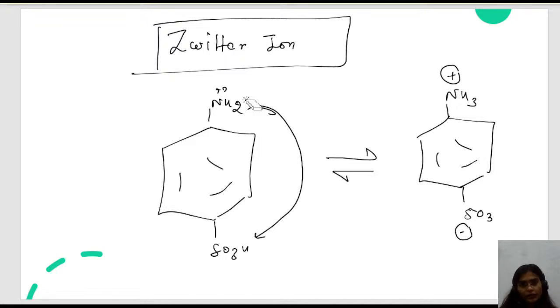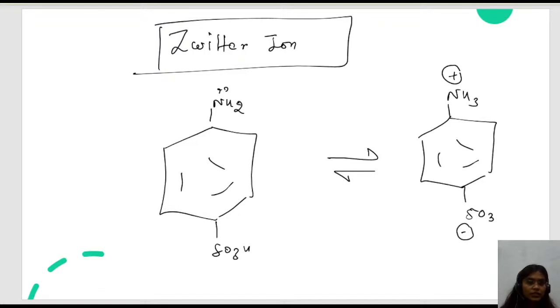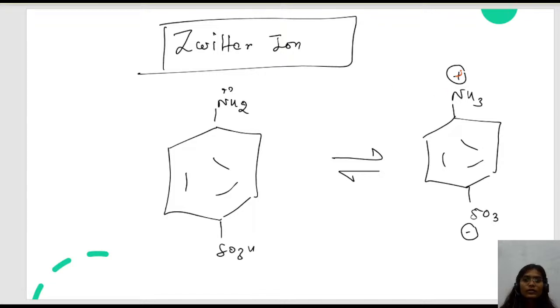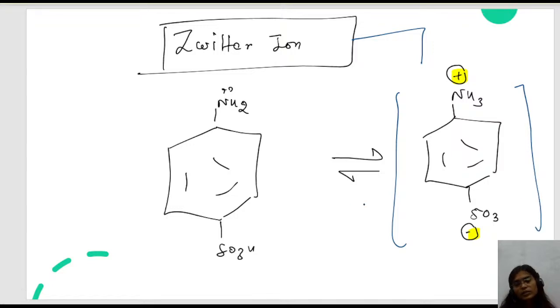So what is the meaning of this word zwitterion? In short, neutral: a species in which the total charge is zero, but still there is some charge. If you're observing, equal positive and equal negative charge. So this thing is known as a zwitterion. This given thing, positive and negative, is known as a zwitterion.